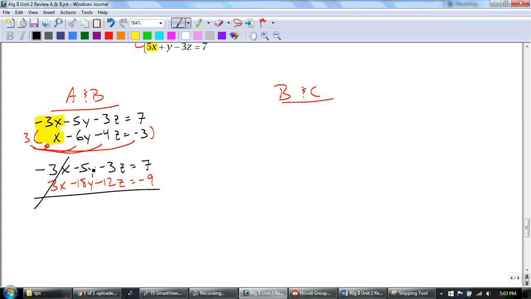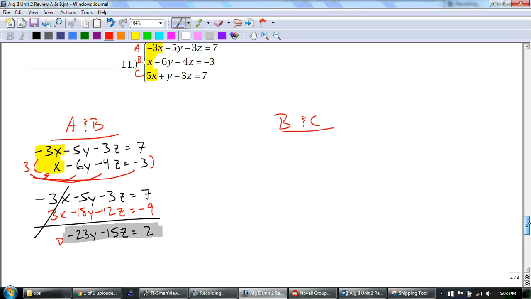But now we're going to get something kind of big. We get negative 23y minus 15z equals 2. So negative 23y minus 15z equals 2. And this is my new equation, and this is what I call D.